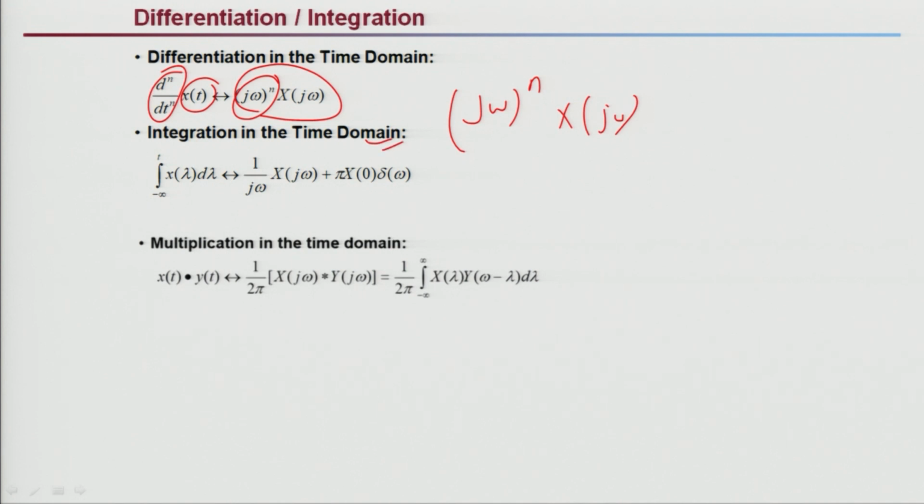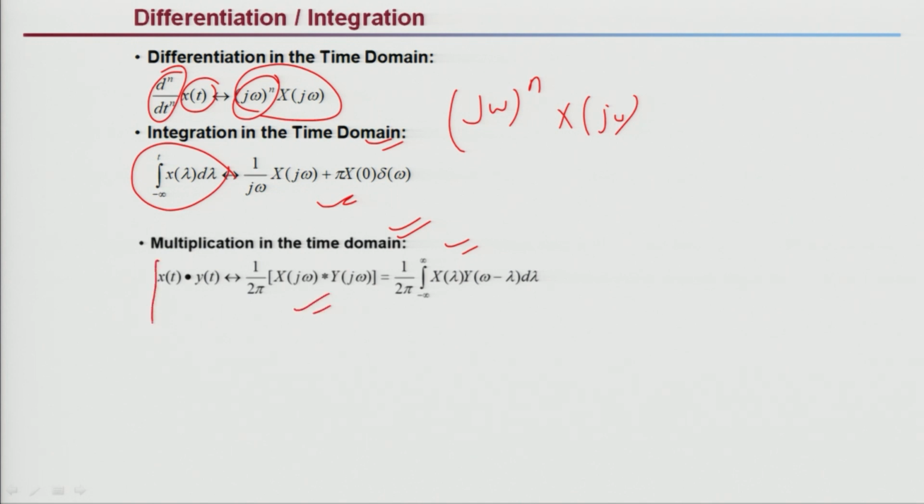Similarly, what do we do for integration? Suppose this is the integration of a time domain signal from minus infinity to t. The result is X(j omega) upon j omega, plus pi X(0) delta(omega). This is a very important property you must remember. It is very useful when we are required to find the output of a given signal, for example when you are given the Fourier transform of one signal and you must find the output in the frequency domain with some other input.